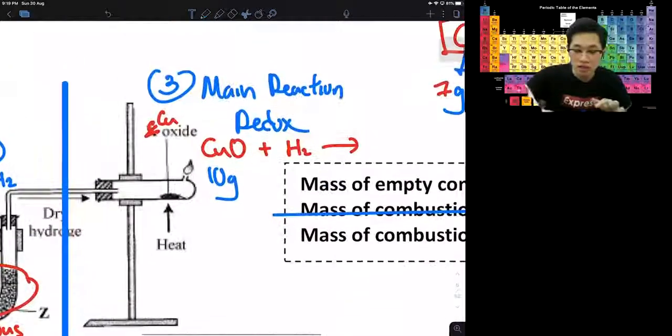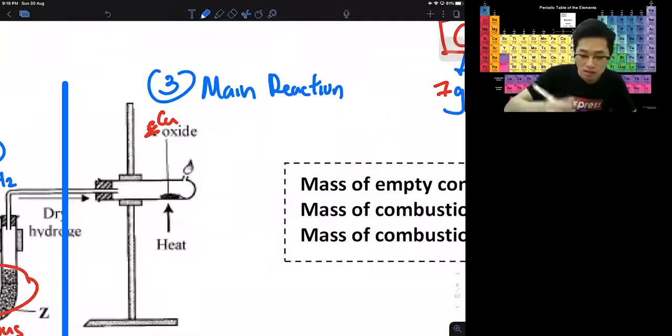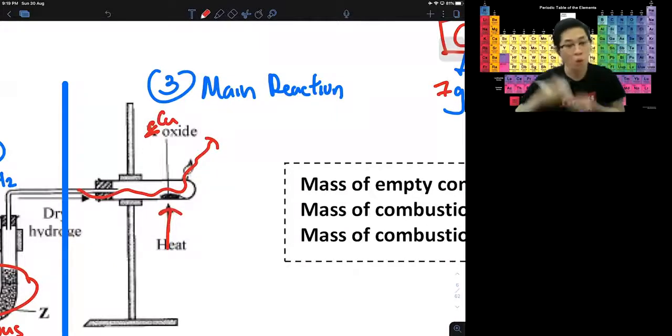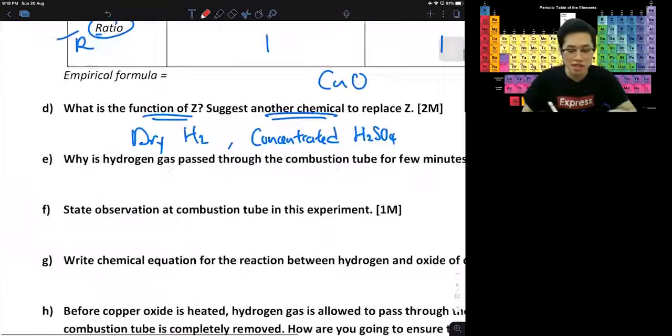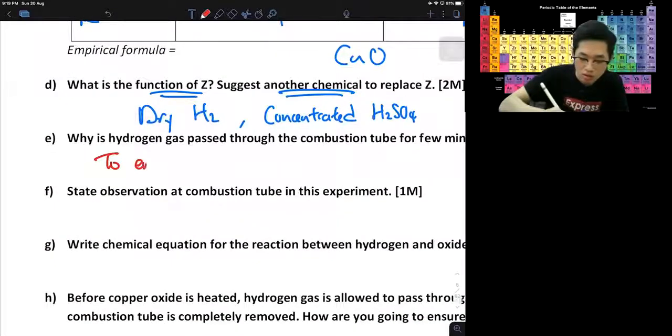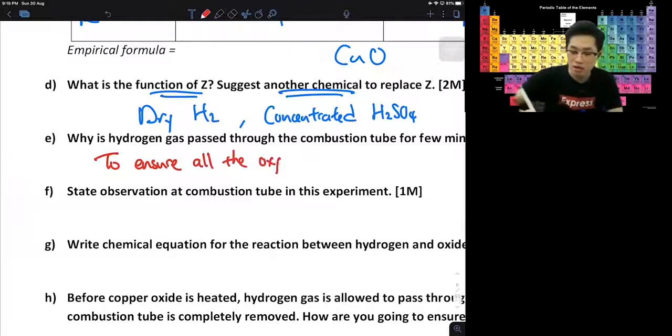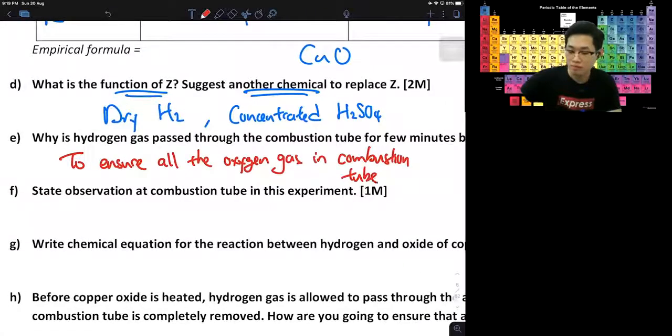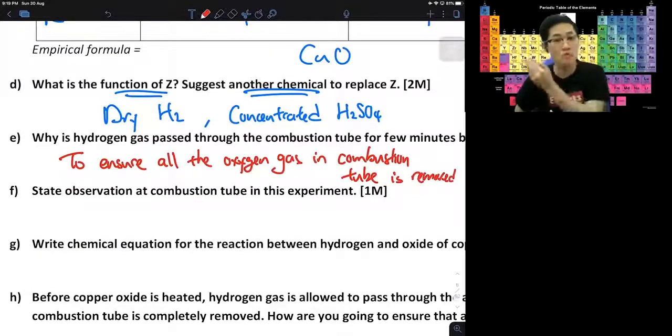So what they do is they will allow the hydrogen gas to pass through the apparatus for a few minutes before they start heating the metal oxide. Why? So the reason here is to ensure all the oxygen gas in the combustion tube is removed. We want to remove oxygen gas.